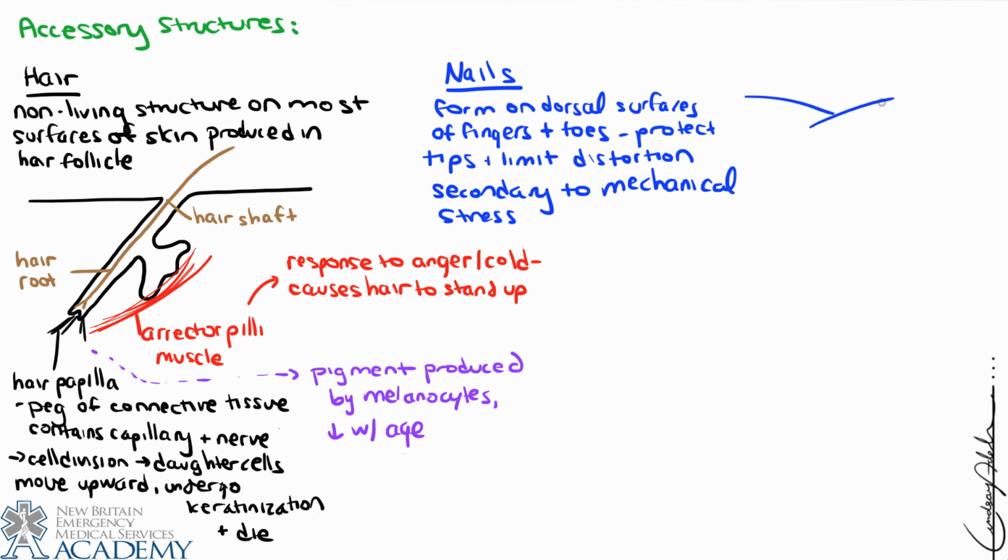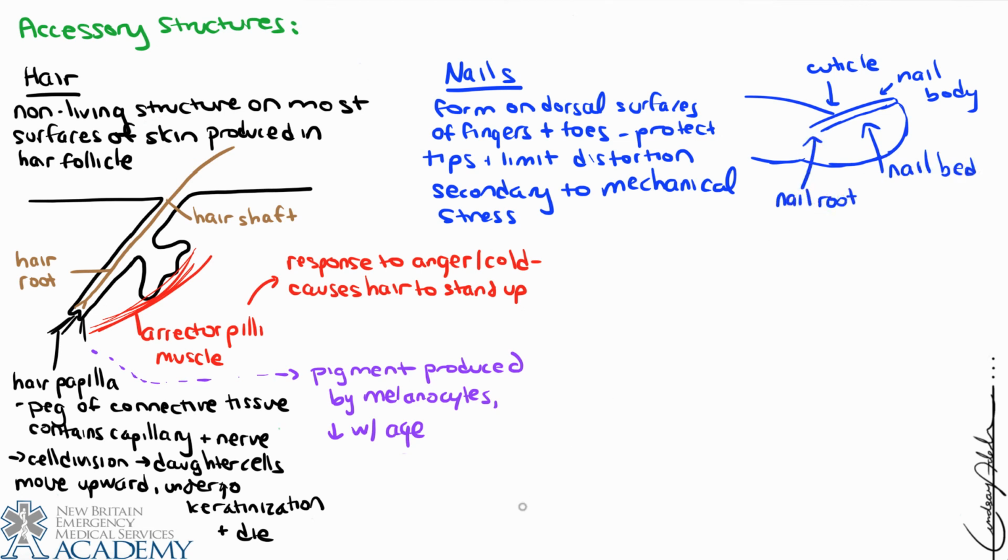So we'll just sort of draw a quick nail on a finger or a toe, whichever you prefer. So the point where the nail appears to emerge from the skin is the cuticle. The nail beyond that on the top is called the nail body. The nail bed is the part of the finger or the toe that the nail sits on, and the nail root is the part of the nail that's actually below the surface of the skin.